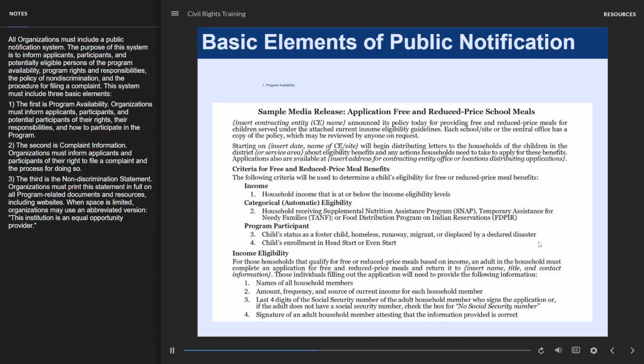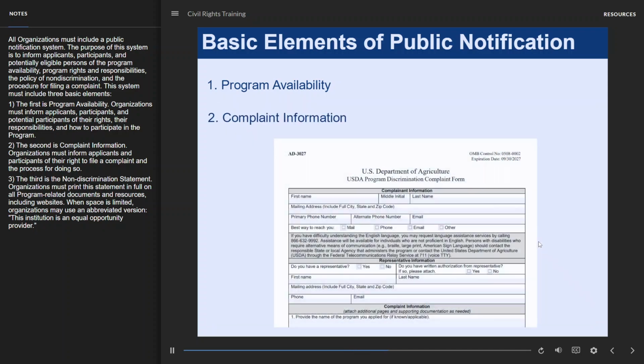The first is program availability. Organizations must inform applicants, participants, and potential participants of their rights, their responsibilities, and how to participate in the program. The second is complaint information. Organizations must inform applicants and participants of their right to file a complaint and the process for doing so.